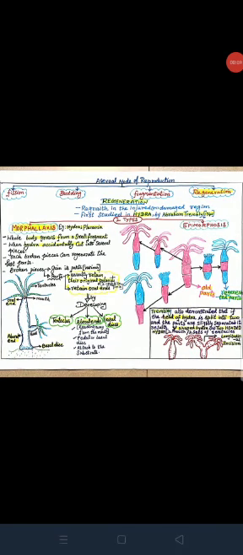We'll see asexual mode of reproduction, regeneration. Shall I ask you a simple question? Can humans regenerate? Think over it. We'll solve this puzzle at the end of this topic, regeneration. Move on to our topic.